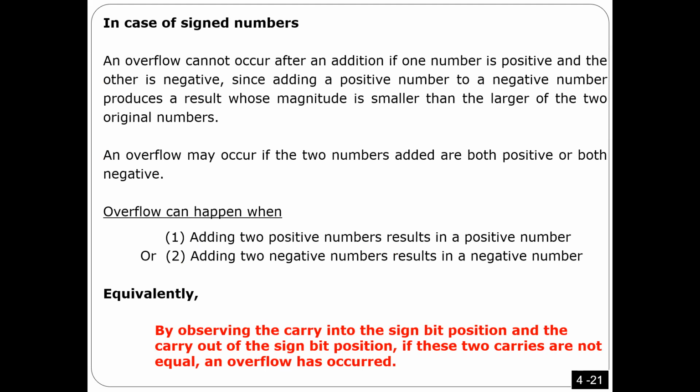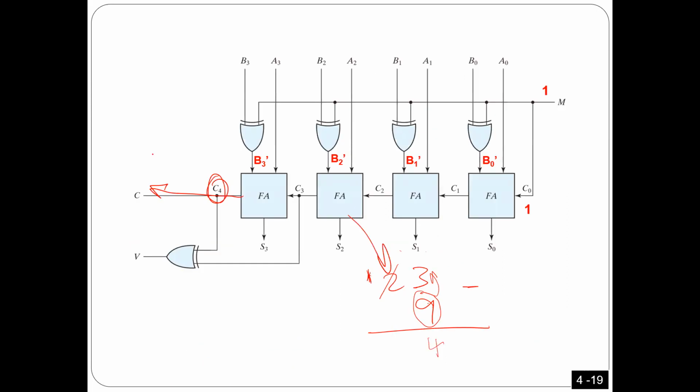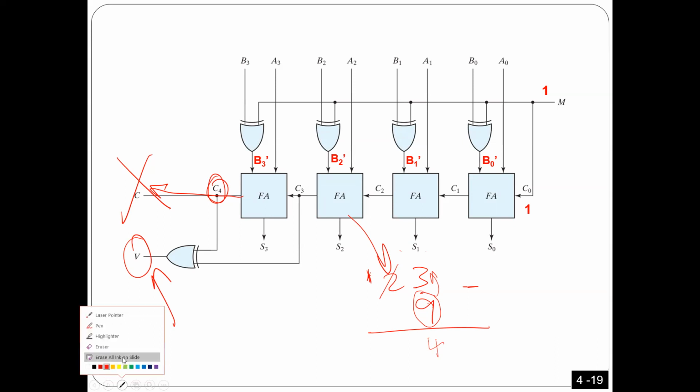Here, how can I know if there is overflow or not in this case? Very simple. Just don't look at C, look at V. That's it. If V is 1, that means there is an overflow. If V is 0, there is no overflow. How? As I explained to you before, how can you know if there is overflow or not?